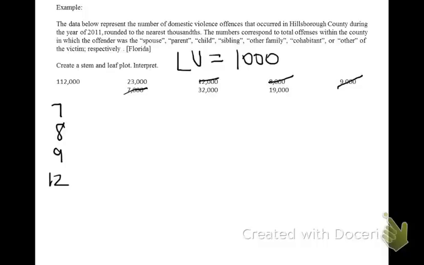The first thing I'm going to do is order my observations from smallest to largest, and I'm going to leave off the series of 3 zeros here. The way I'll remember that there are 3 zeros is to just say that the leaf unit is 1,000. So that's a placeholder for the 3 zeros, and I'm really looking at numbers like 7, 8, 9, 12, 19, 23, 32, and 112.